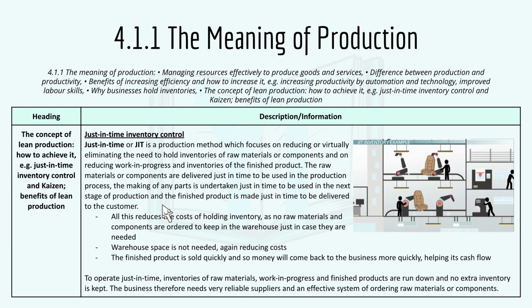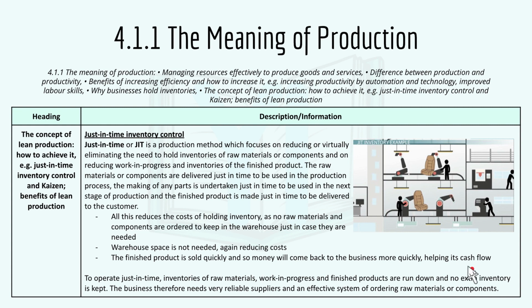So essentially, with just-in-time inventory control, the production process, or the factory, only makes the product when there's an order, hence the name just-in-time. All this reduces the cost of holding inventory, as no raw materials and components are needed to keep in the warehouse. And warehouse space is not needed, again reducing costs. And the finished product is sold quickly, and so money will come back to the business more quickly, helping its cash flow.